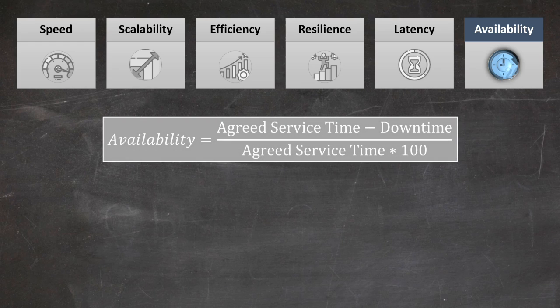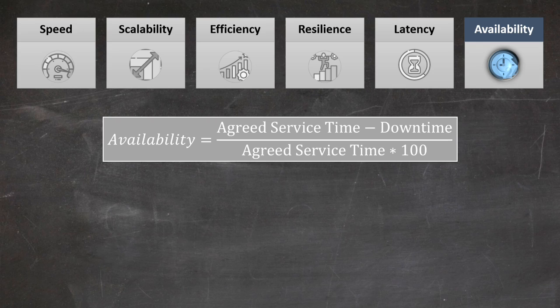This metric is calculated by subtracting the total downtime from the agreed service time, dividing the result by the agreed service time, and multiplying by 100. And as you can guess, availability metrics and service level agreements, or SLA, are closely intertwined. As background information, an SLA is the contract between the service provider and its customer that defines the expected level of service, including uptime or availability.